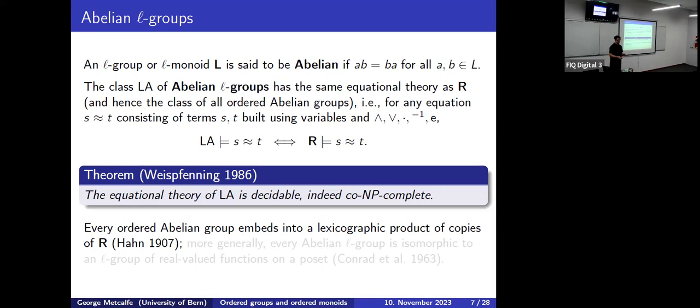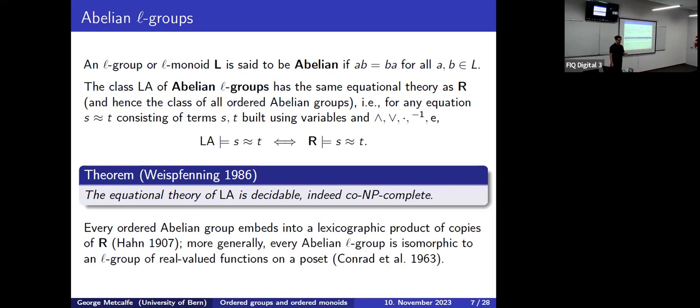In fact, there's a generalization of this to abelian L groups by Conrad, Harvey, and Holland, which says that every abelian L group, which doesn't have to be totally ordered now, is isomorphic to an L group of real valued functions on a partially ordered set. So you think of the functions that go from your partially ordered set to the reals, and then you calculate everything point-wise. We don't need these results, but it's kind of interesting that there's this structure theory that's been developed for these structures.